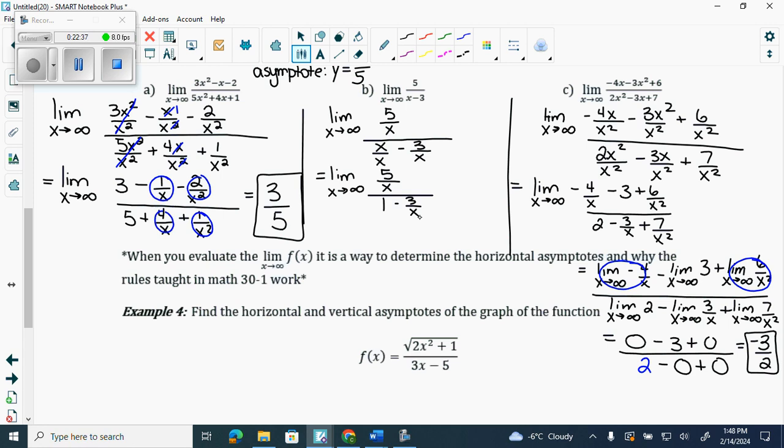So this becomes a 0. This becomes a 0. And so my answer is going to be 0 over 1. What is 0 over 1?